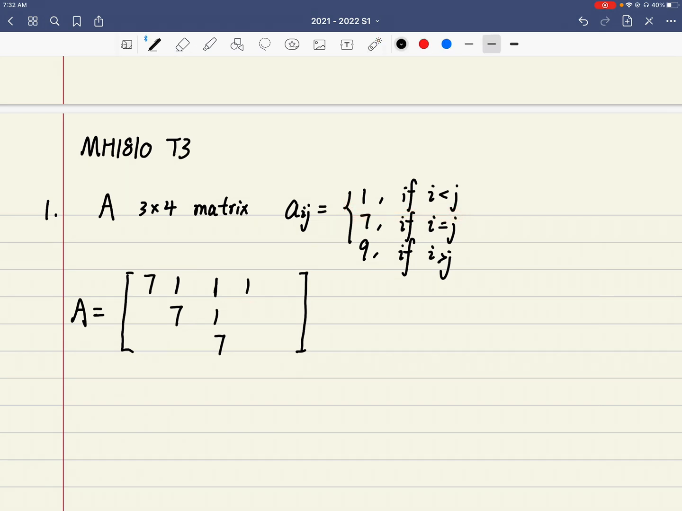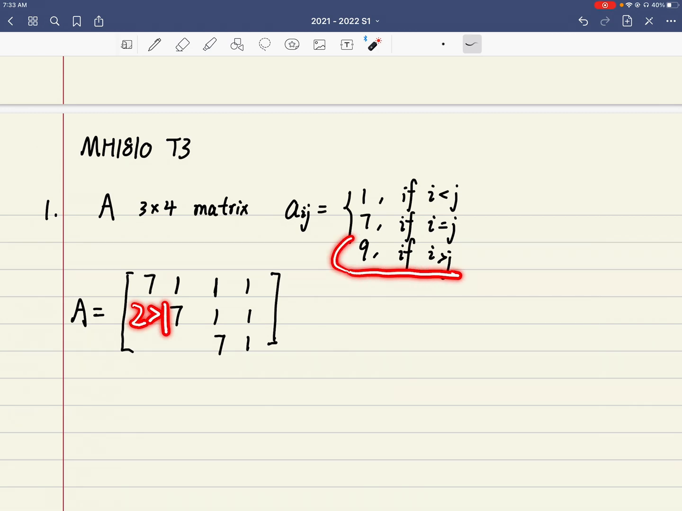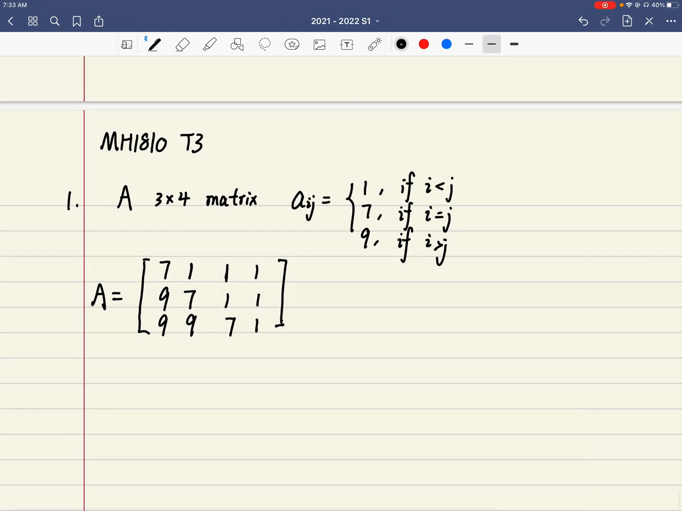So actually all these entries above 7, they are 1. Okay, then what about this one? This is A21 because it's on the second row, first column. So now i is 2, j is 1, 2 is greater than 1. Okay, so the entry should be 9. Okay, same reason here is A31. 3 is greater than 1, so A31 is also 9. Okay, same reason here.